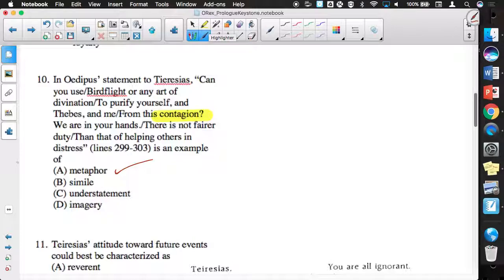Anyone know what a contagion is? A contagious thing. Illness. Yeah. I think the word that we used earlier was pestilence. That got mentioned, and I asked if anyone knew what a pestilence was, and it's an illness, a sickness. Contagion is going to be the same thing. So from this illness, we are in your hands.